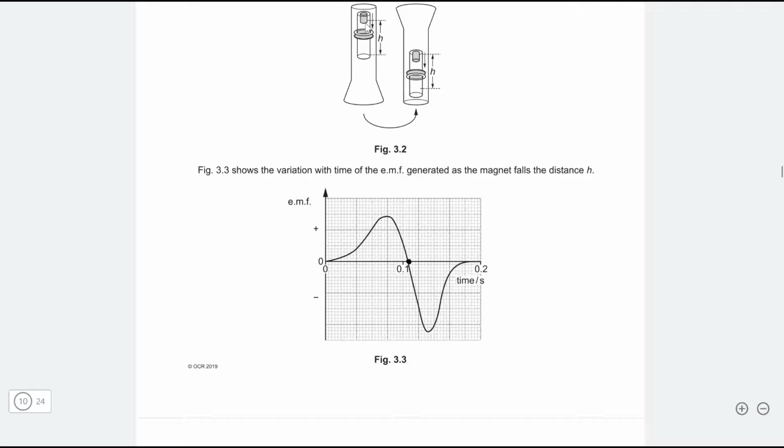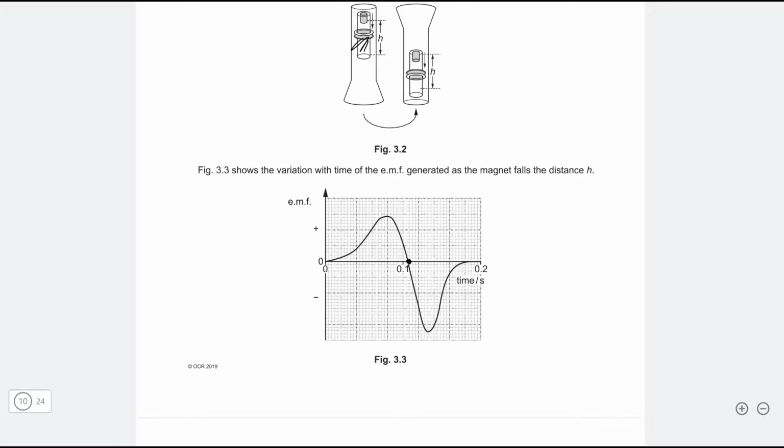Because the magnet is actually accelerating because it's going down because of gravity, the induced EMF in this second region over here will be greater. And this is simply because the magnet is moving faster in this region over here compared to the one above.